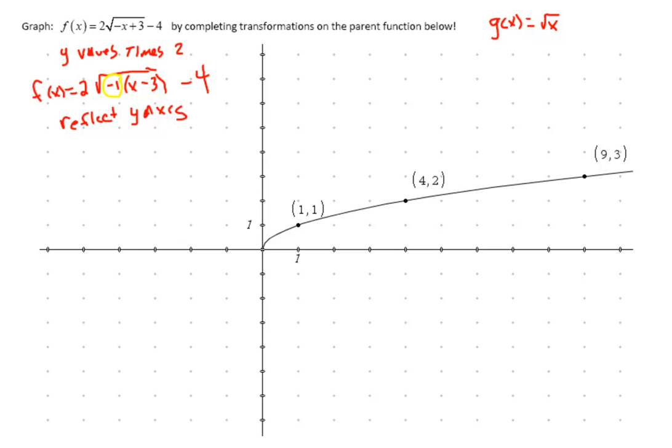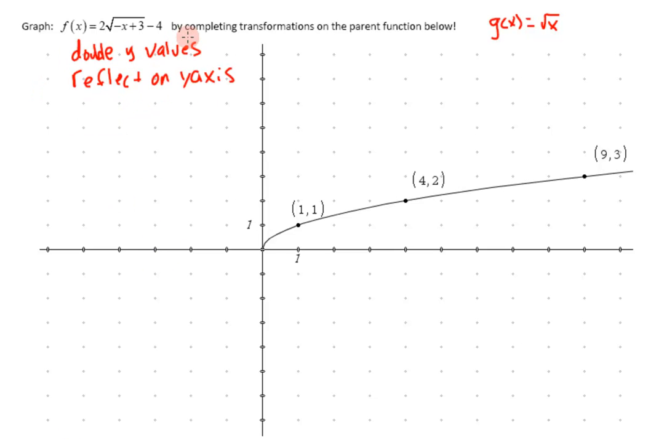Let me clean things up here. So we have double the y values, reflect on the y-axis, and then we have shifting to the right 3 units because it's x minus 3, and shifting down 4 units. So right 3 and down 4. Alright, let's take the dots that we know.